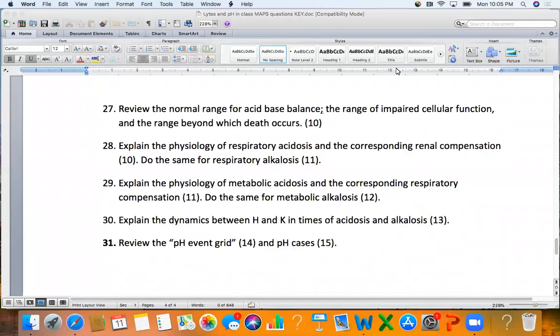Welcome to Variations 4, Lytes and pH unit. Question number 31, which is essentially interpreting ABGs.